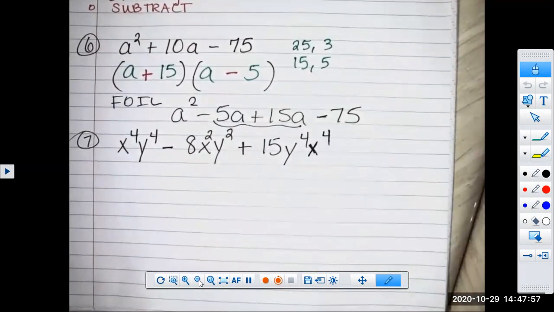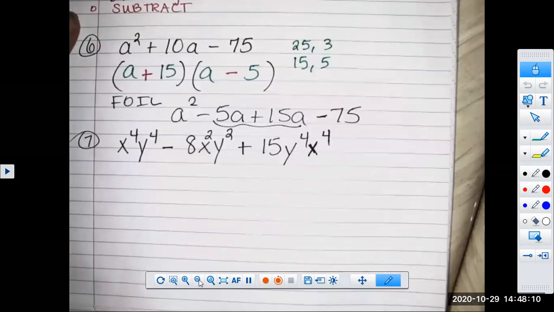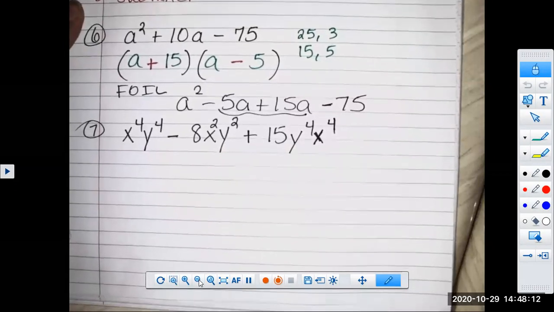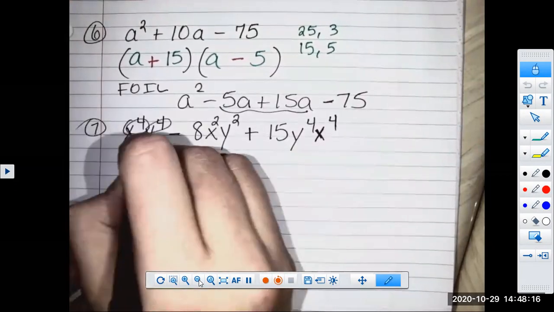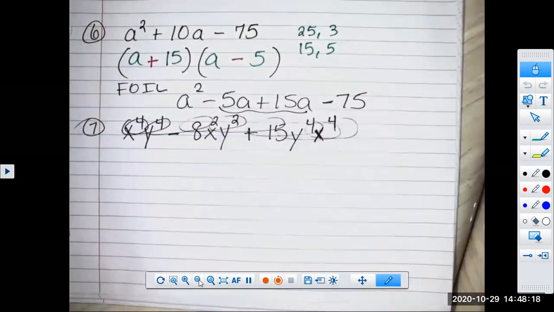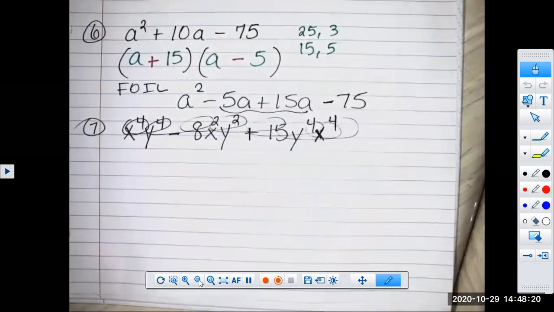Okay, add that x to the 4th on. Yeah. Hang on, scratch that. It's not working out how I want it to. Okay, there we go.